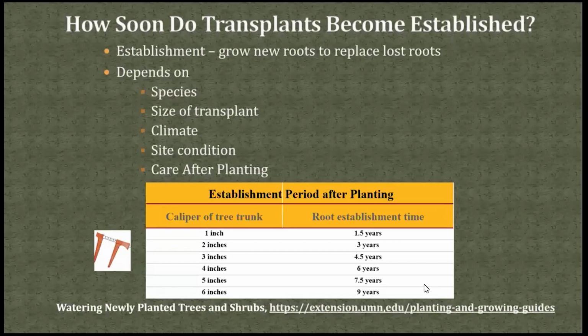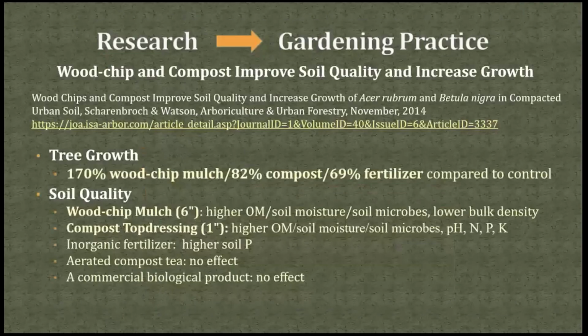So this is what they found out. For every inch of trunk caliper, it's 1.5 years on average for the root to make up what was lost through new roots. So as you can see, this is a very long period. And during that period, we need to give it good care in order for it to be established.